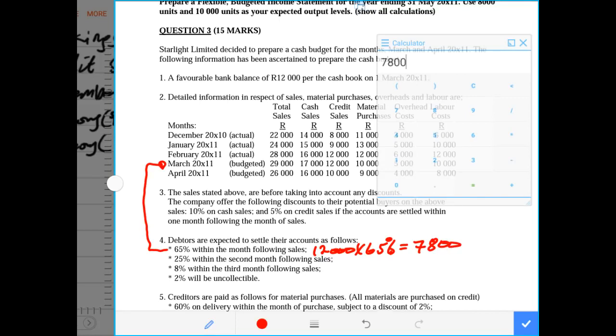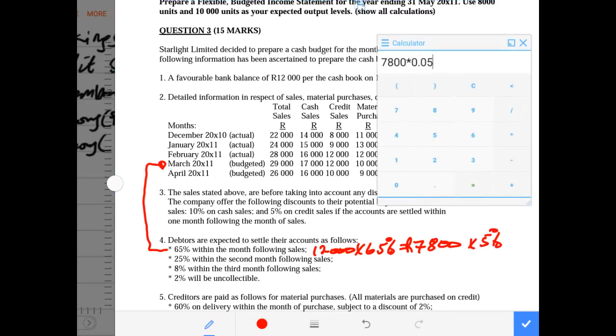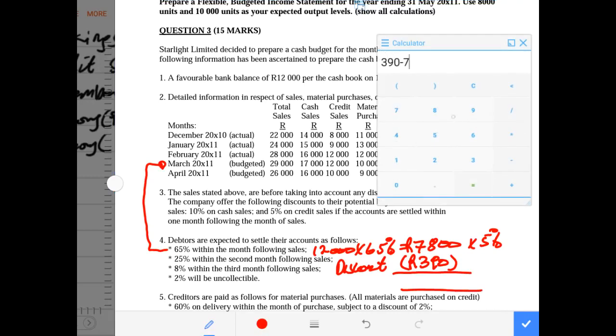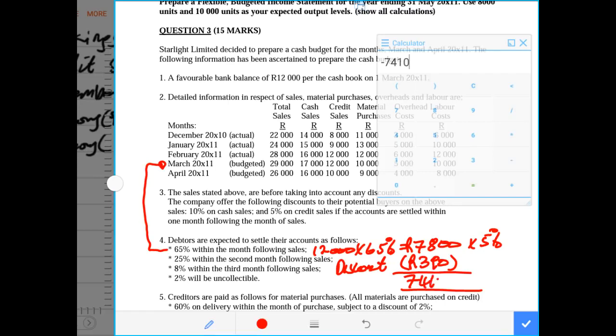7,800. So now this is what will be collected in the month following the month of sales. But out of that, there will be a discount that will be given. Then you say times by 5%, times by 0.05. That will give us 390 as a discount. Then you say 7,800 minus 390. That will give us 7,410.